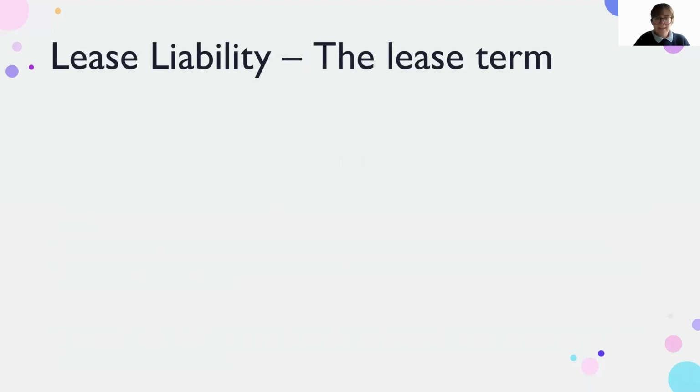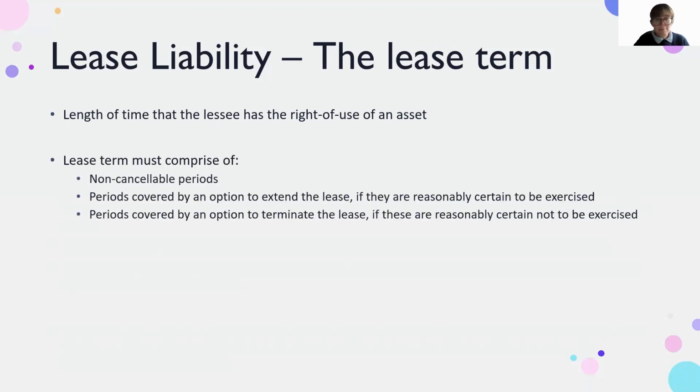So within any lease liability, there has to be a lease term. Essentially, this is just the amount of time that the lessee has the right to use an asset. The lease term must comprise the non-cancellable periods, the periods covered by an option to extend the lease, if that is reasonably certain to be exercised, and, conversely, the periods covered by an option to terminate the lease, if they are reasonably certain not to be exercised.